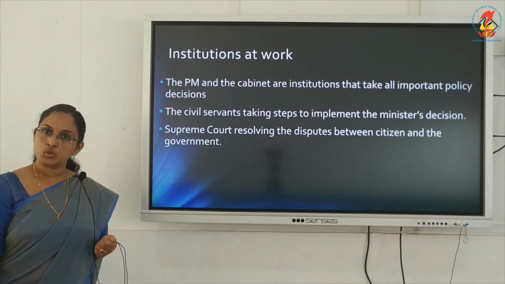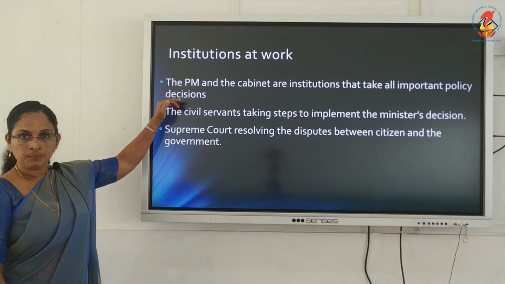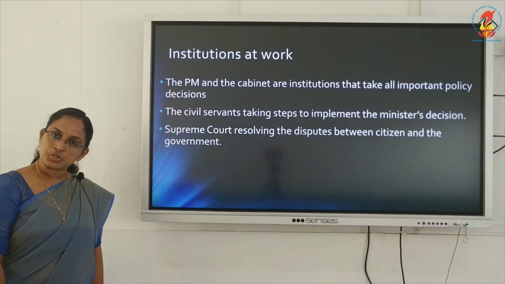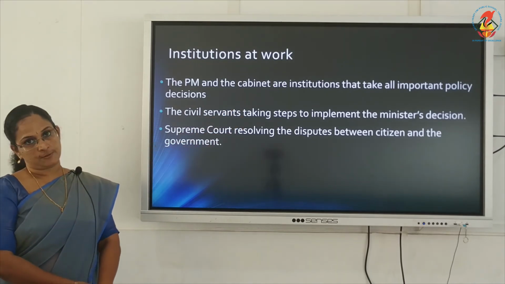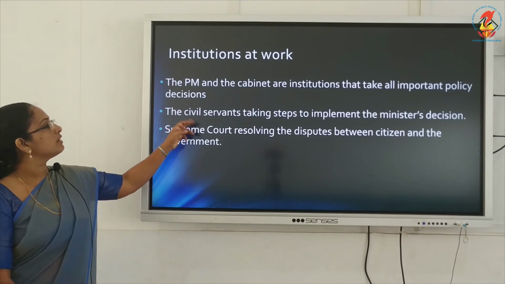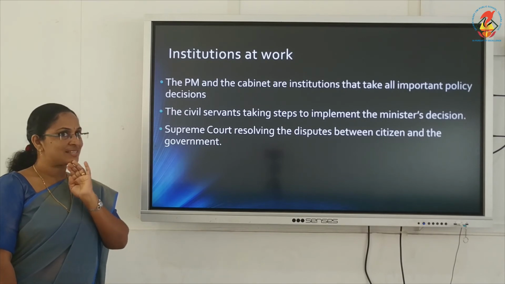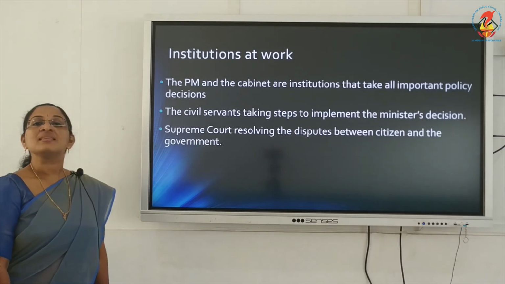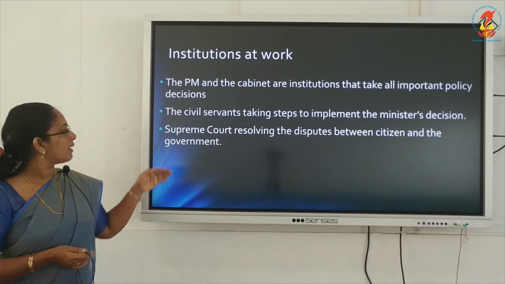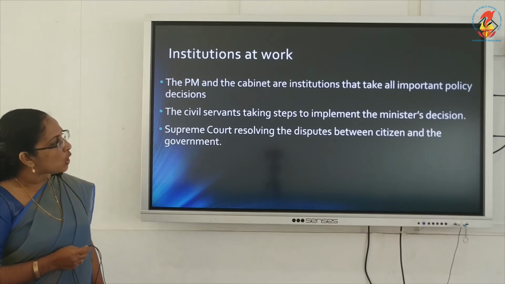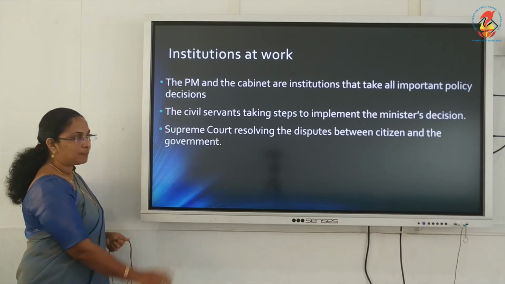Coming to the institutions at work, which are the main institutions at work? We have the Prime Minister and the Cabinet, the first institution, that take all important policy decisions. Then the second group, we have the civil servants, the permanent executives, and they implement the ministers' decisions. And the last group, for solving the disputes, we have the Supreme Court, resolving the disputes between people and between two levels of government.